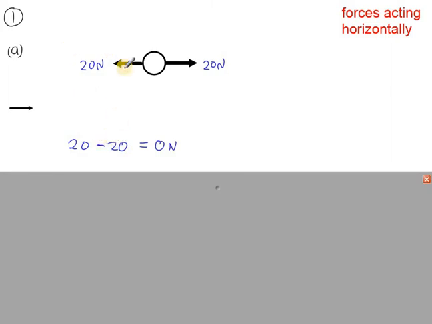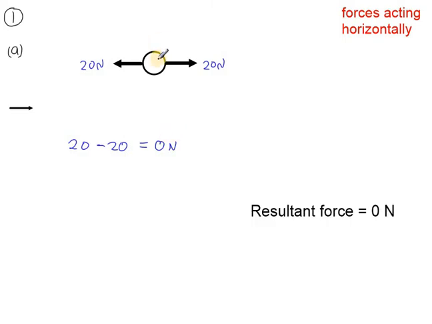So all I'm doing here is I'm adding the forces that I see on the diagram. So this one's positive, and then the minus 20 comes from here because it's acting in the opposite direction to this arrow here. So overall the forces are balanced, 0 newtons, and the resultant force on the object is 0.